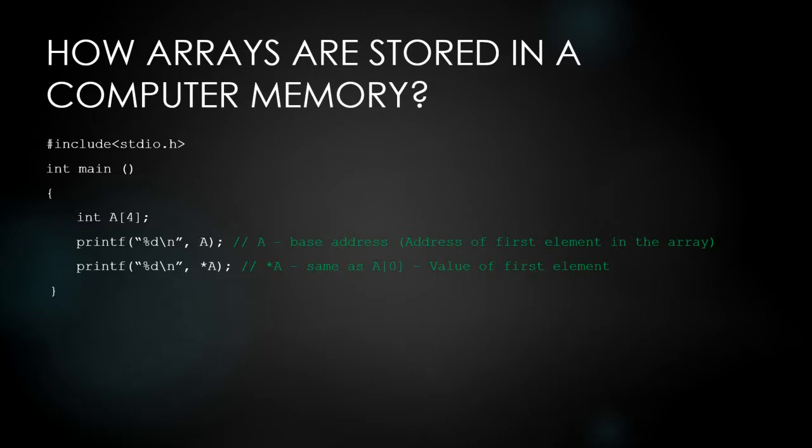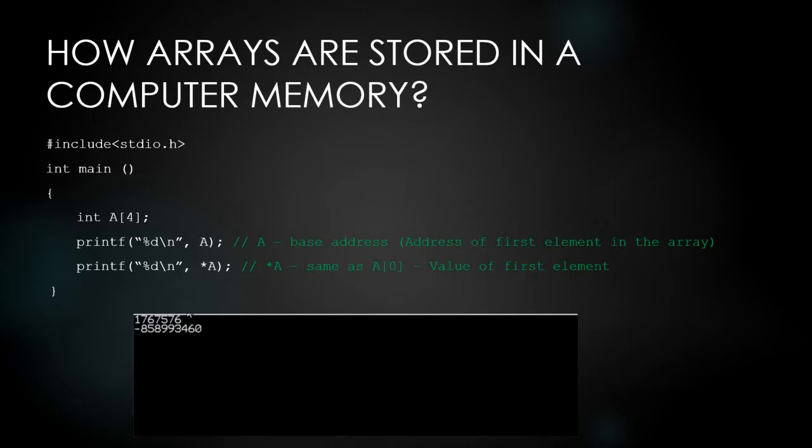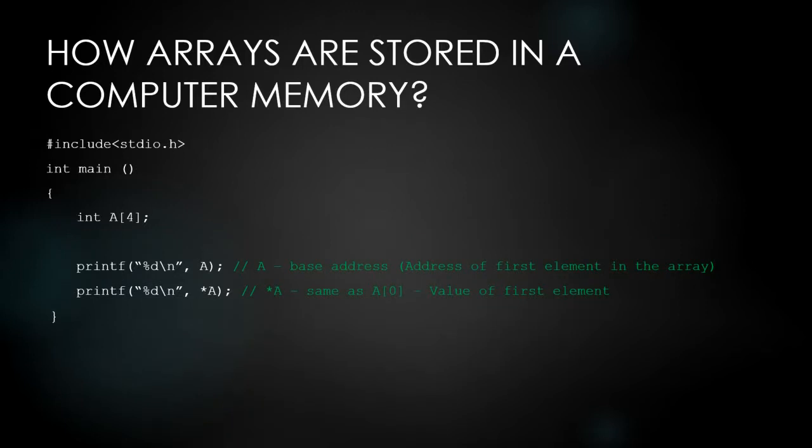Now let's see what we get. So we get an address, the first line, and this address is different from the previous address because every time the program is run, the memory allocation will be different. But the second line is the value, which is kind of garbage, a negative number. This is happening because we have not yet initialized or filled our array with any data. So let's try to fill our array with data first.